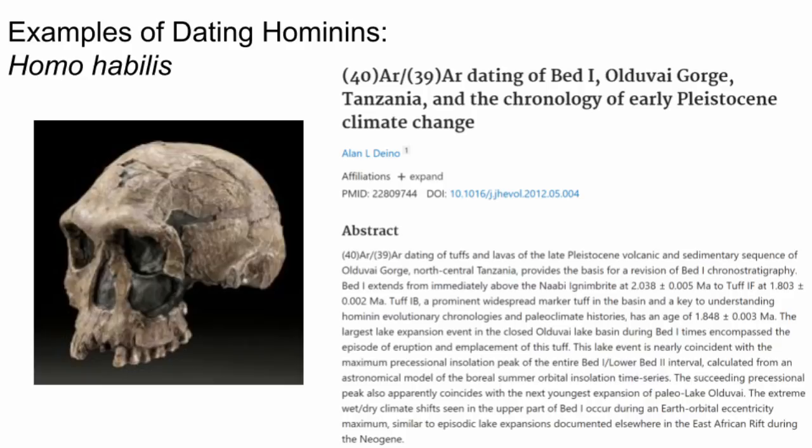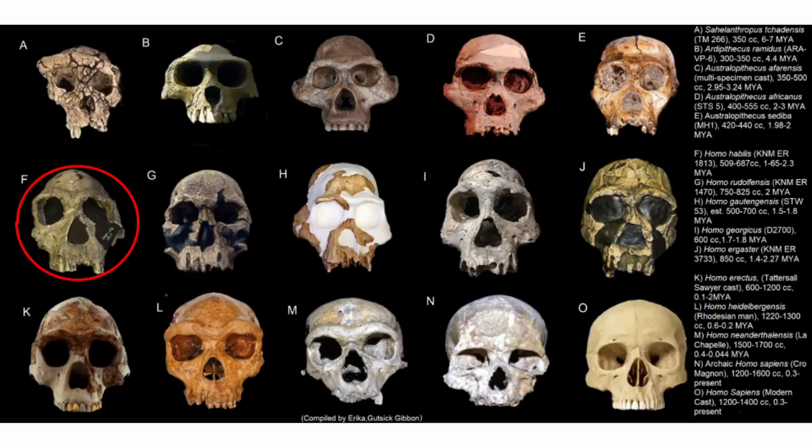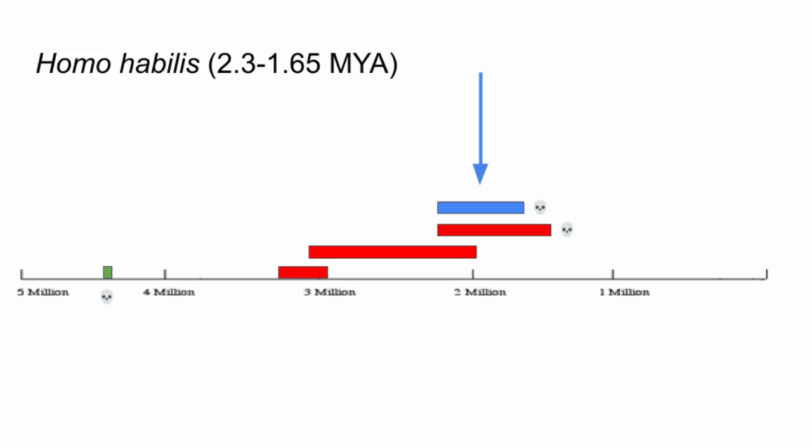They used argon dating of tuffs and lavas, again from Olduvai Gorge Bed 1. So this is the chronology of that from the Pleistocene. Here it is over here in F. Here's where it falls in blue. So it's overlapping heavily with Australopithecus africanus, but it's not found in South Africa. It's found in East Africa. So if you take out this red bar of Australopithecus africanus, you see what looks like, quote unquote, a transition between Australopithecus afarensis and Homo habilis.